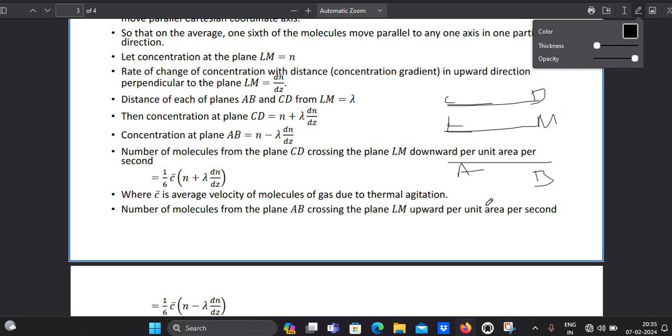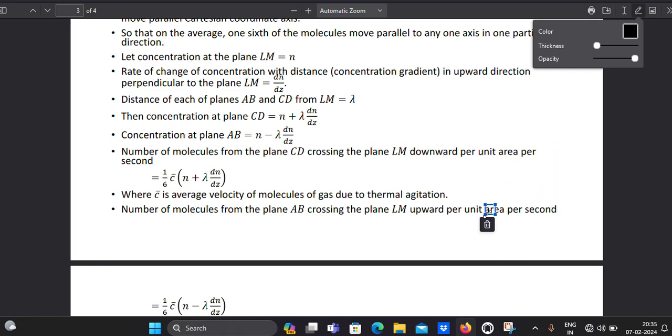Okay, so if it is the AB plane, the CD plane, and the intermediate LM plane, as we move in the upward direction, what happens? Concentration increases. Concentration increasing means that as the distance changes, concentration also changes. So the upper side has high concentration present, and the downside has low concentration present.